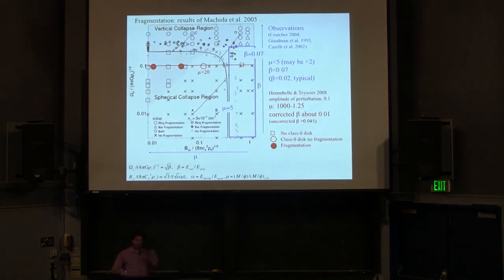This has also been seen in the very large, extensive ensemble of simulations done by Machida et al., where they vary the strength of the field and the strength of the rotation in the regions which correspond to the observations. So, like mu larger than 5 and beta smaller than a few percent, you see there is no trace of firm rotation.